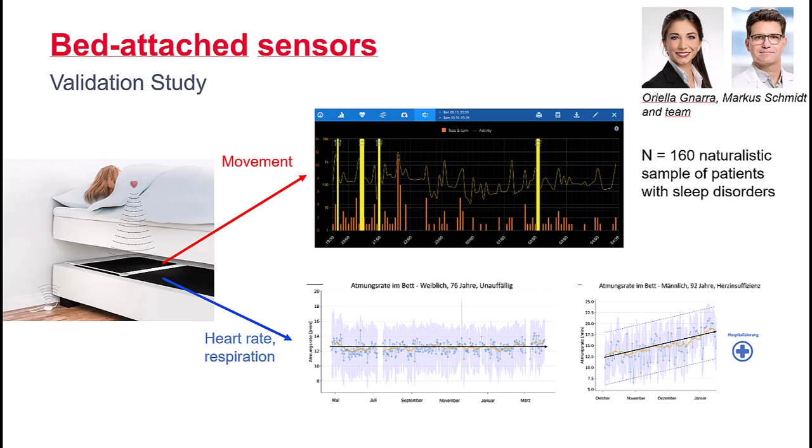So you see here just an example of such a movement pattern during the night. You see in yellow the bed exits, in orange you see tosses and turns, and you see how this evolves during the night. Here an example for the respiration rate that was measured during 1 year of a healthy subject, and here the same data of a 92-year-old patient with a developing heart insufficiency.